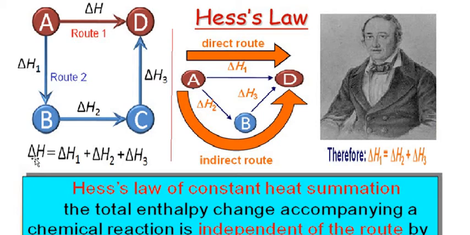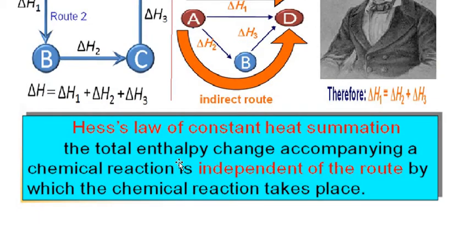Depending on the law, delta H equals delta H1 for the first step in the reaction, delta H2 for the second step of the reaction, and delta H3 for the third, and so on. We can determine delta H of the required reaction.